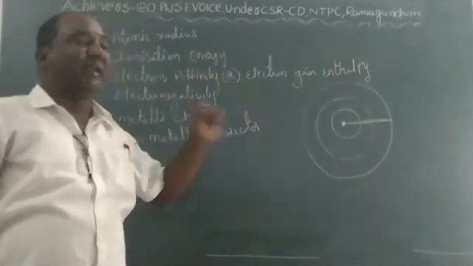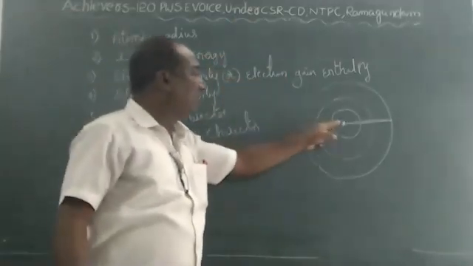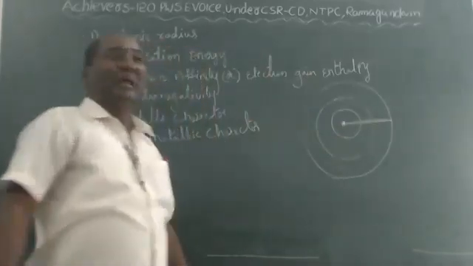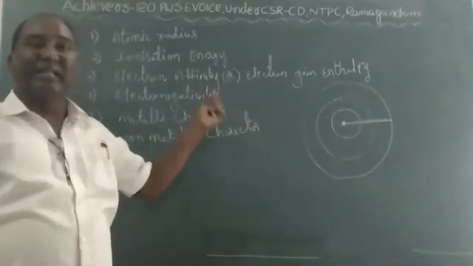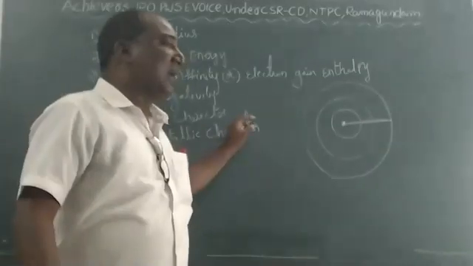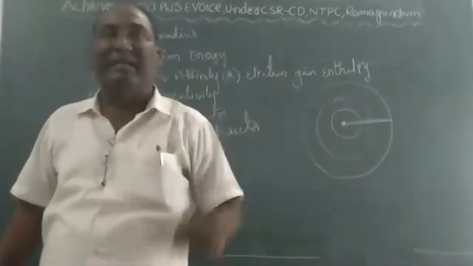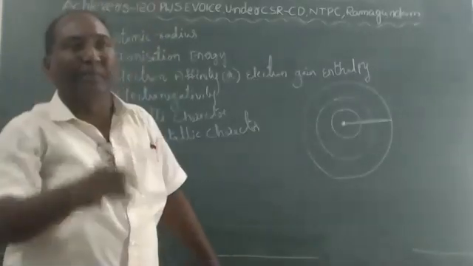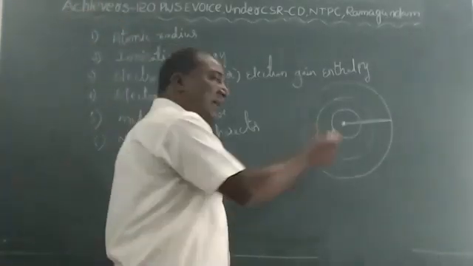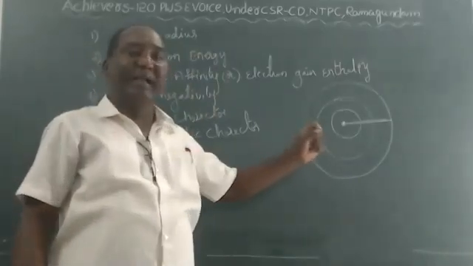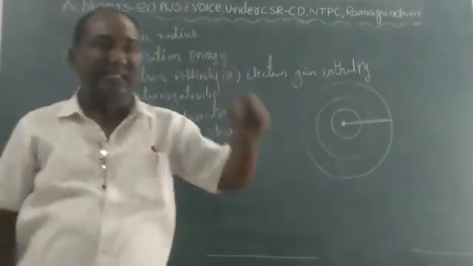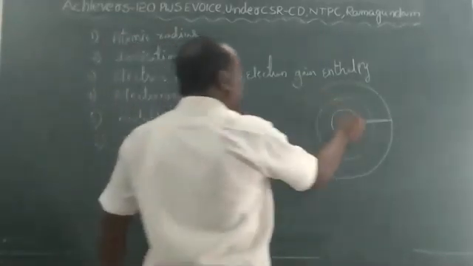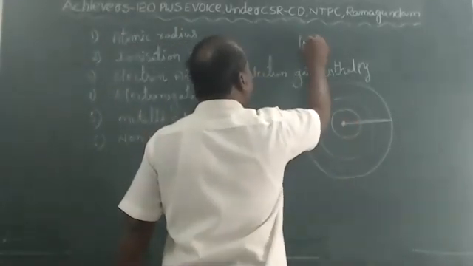So, that's why atomic radius means the distance between the center of the nucleus to the outermost shell. Atomic radius in a period from left to right decreases, and from top to bottom in the periodic table it increases. That means atomic radius decreases in a period and increases in a group. Atomic radius is measured in picometers.